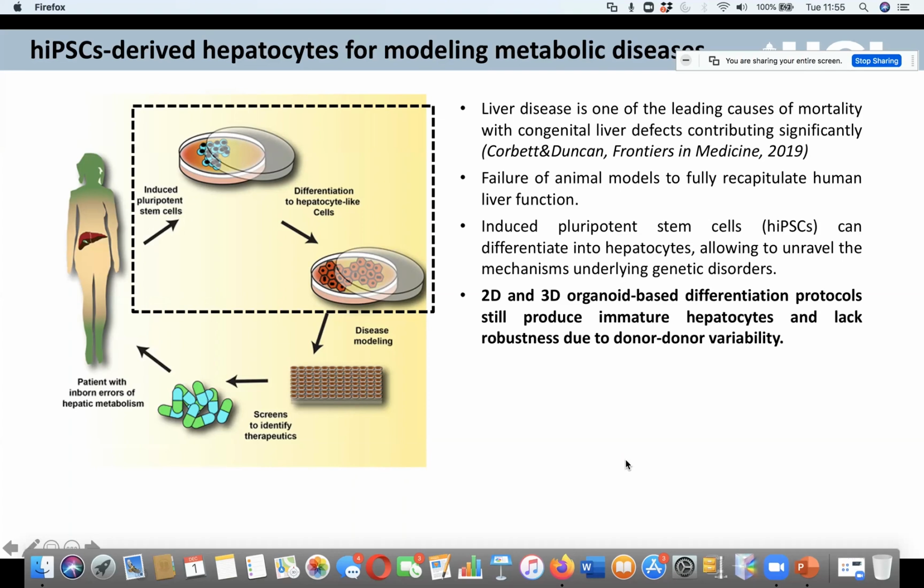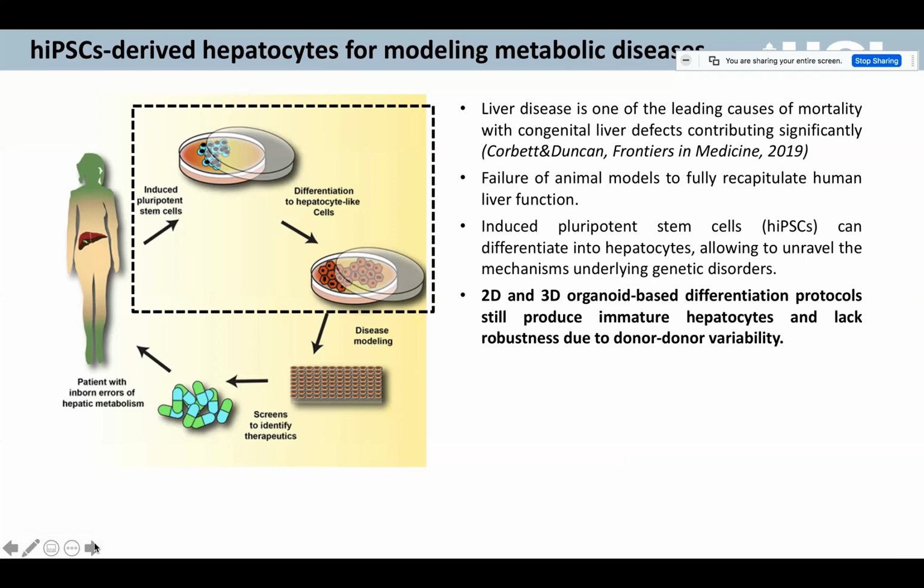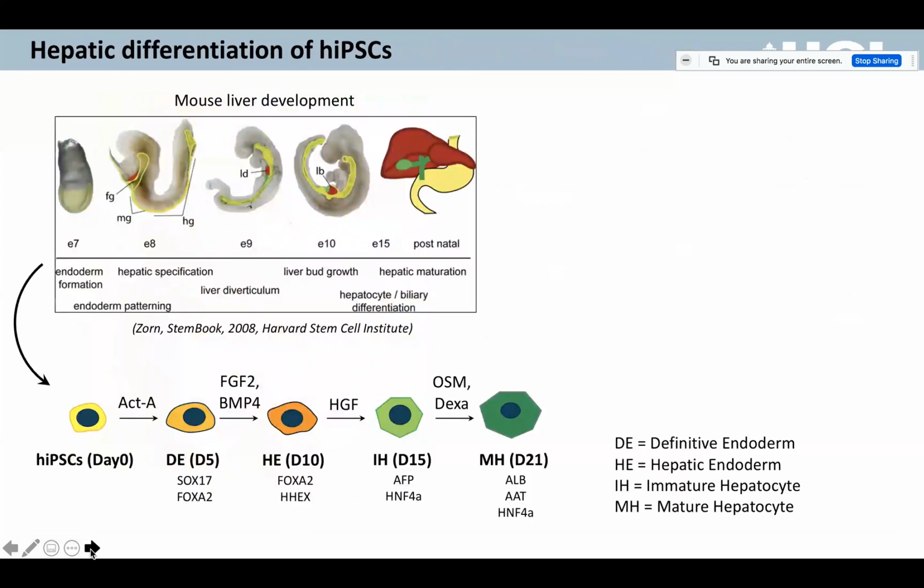And for this, both 2D and 3D organoid-based differentiation protocols have been developed. However, they still produce immature hepatocytes and sometimes they lack robustness, particularly due to donor-to-donor variability. And this is mainly because they are based on mouse liver development studies.